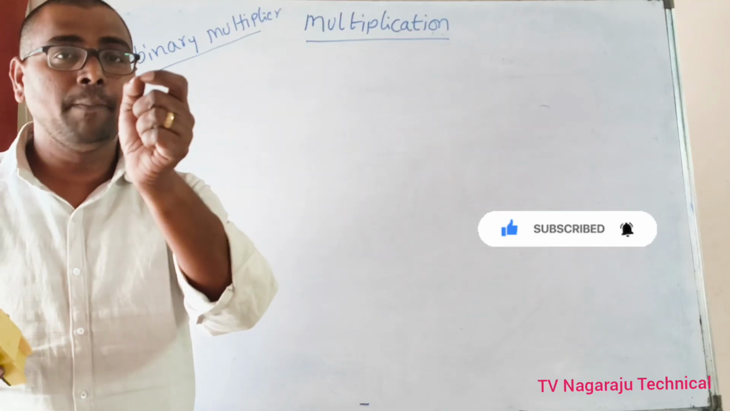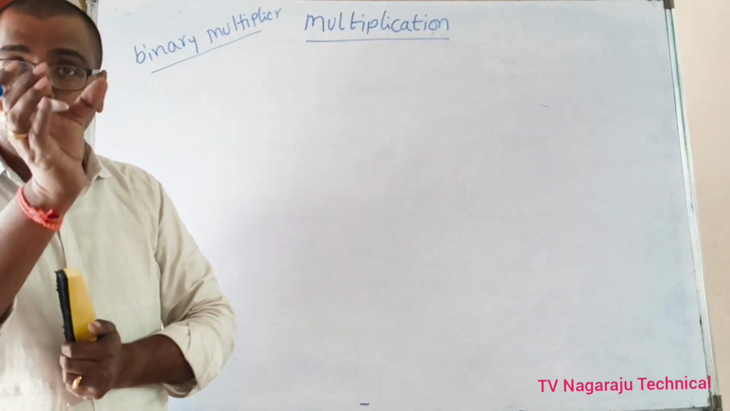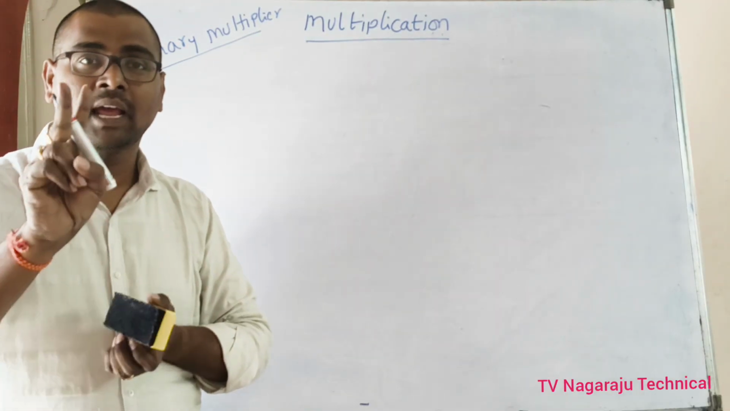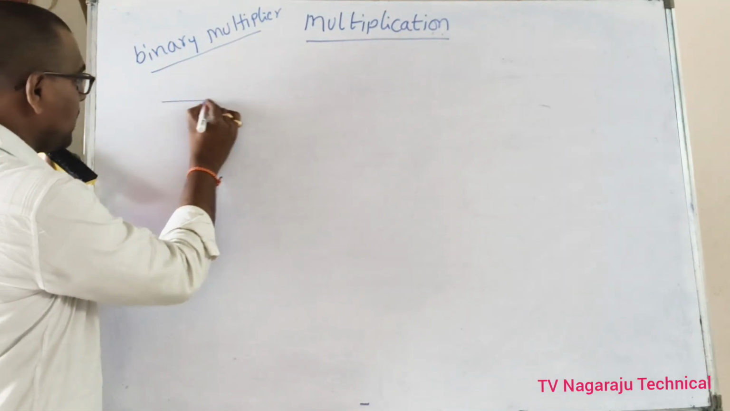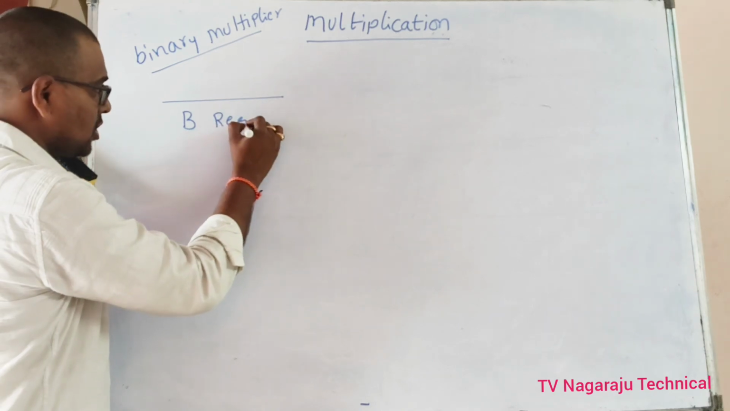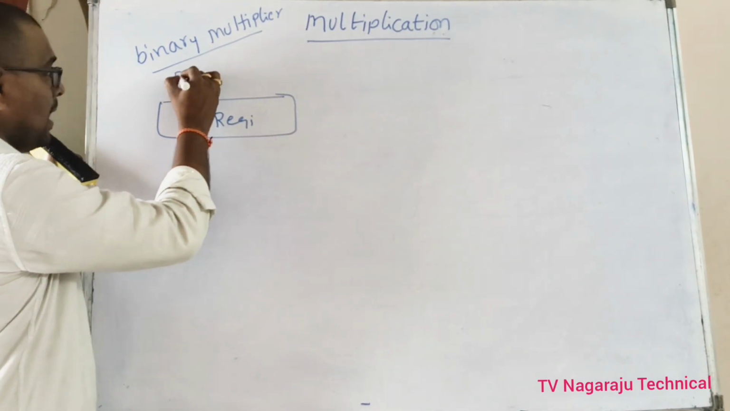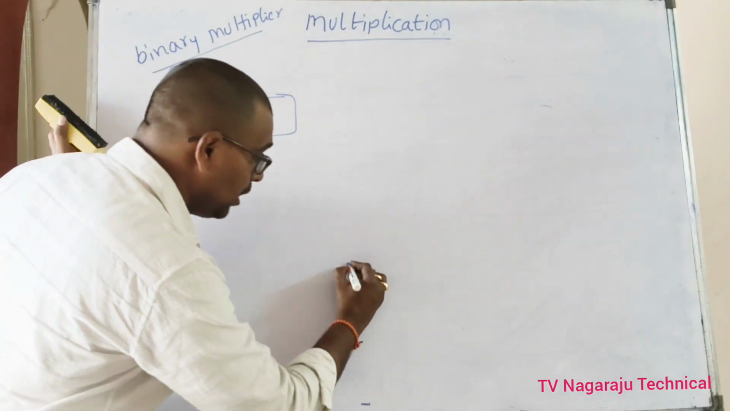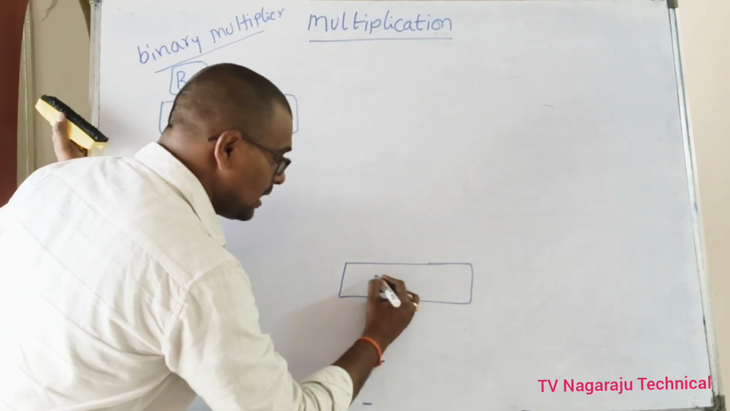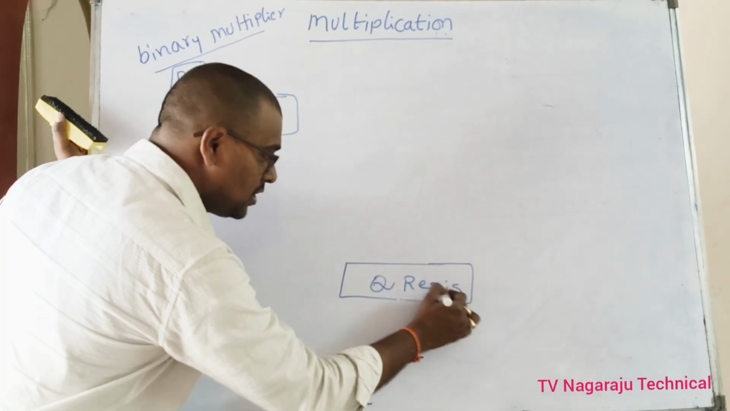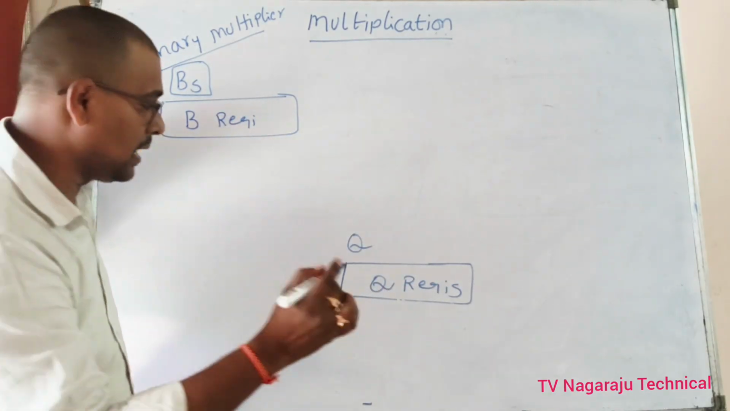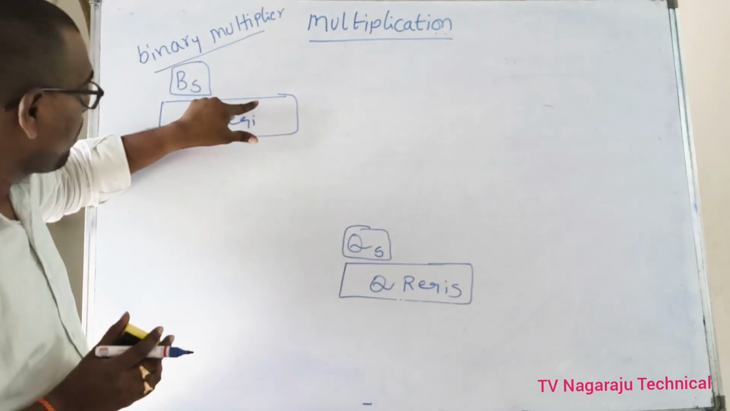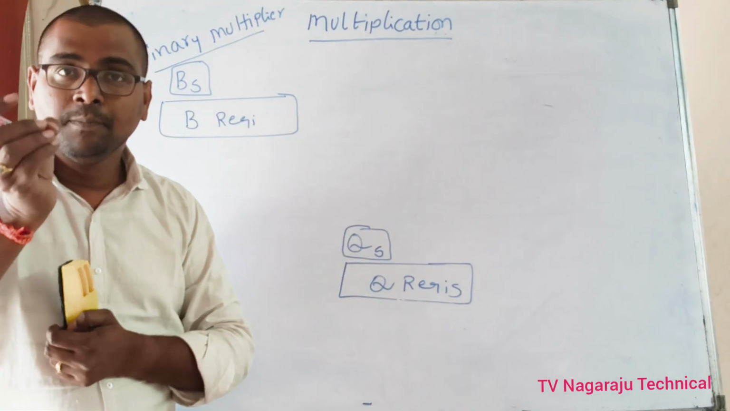First, you know how to represent signed magnitude numbers. The magnitude is separated from the sign. To perform multiplication, I need two numbers. One is the multiplicand. Suppose B is the register which holds the multiplicand, and BS is used to store the sign of the number. And one more register, the Q register, which is used to hold the multiplier, and the sign is stored in the flip-flop QS. Okay, multiplicand and multiplier. One simple thing.